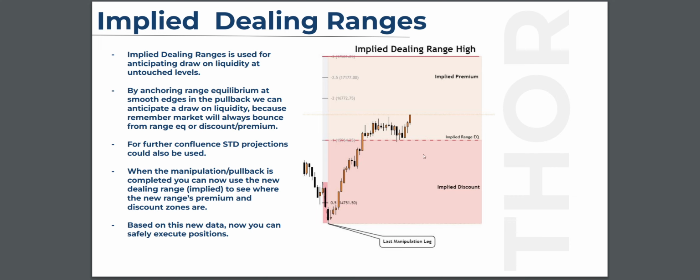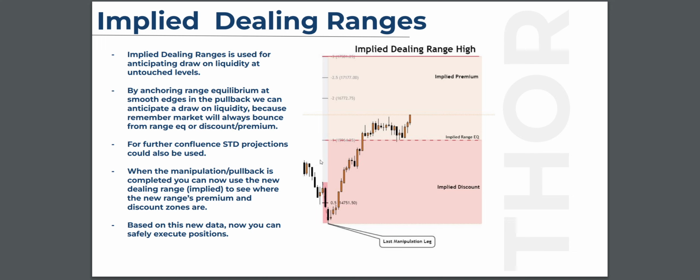And as a confluence, what I like to do is I look at the manipulation legs, standard deviation projections. If it aligns with the implied dealing range high, perfect, I'll use that level. In this case, it was aligning with -3 standard deviation. So I pulled the dealing range high there, and I looked at the range equilibrium. It looked perfect, and that rallied. I'll show this as an example actually before moving forward because it's in the back. Okay, let me read this real quick first.